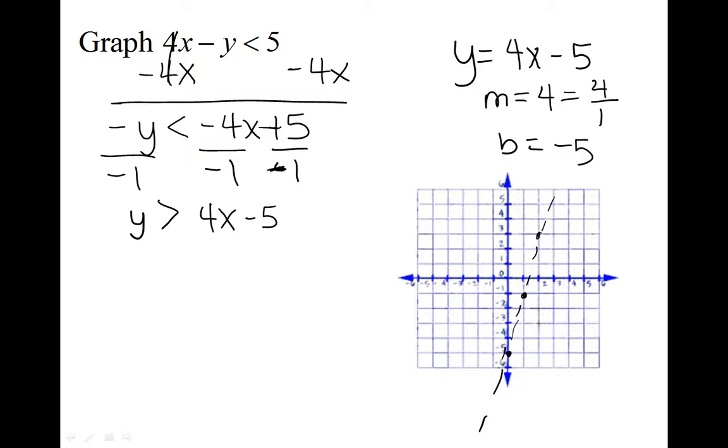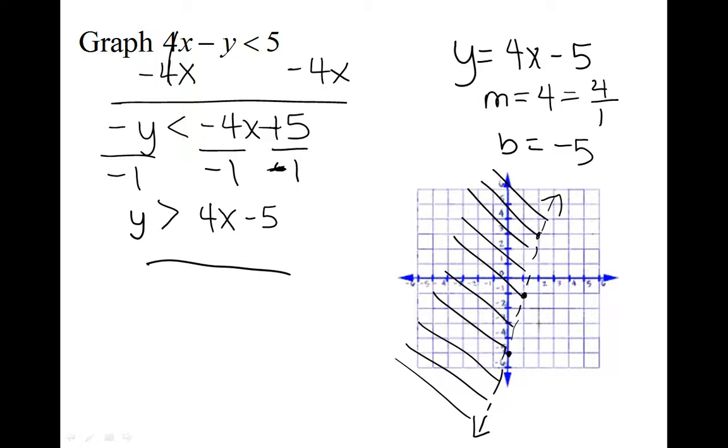That's a dotted line, okay? I may have been forgetting to put my arrows on my previous lines. I'm not going to go back and fix those, okay? But no, you put arrows on those. They extend in both directions, okay? And now, since y is greater than 4x minus 5, we know that that's going to be the region above the line. Something like that, okay?